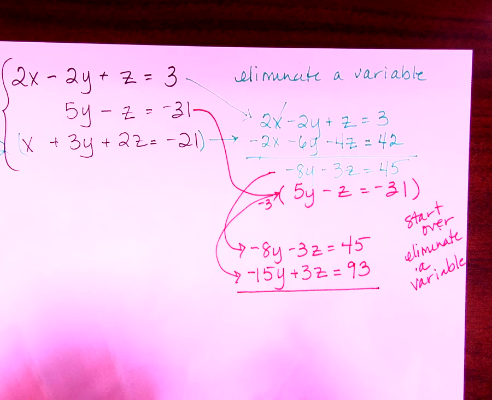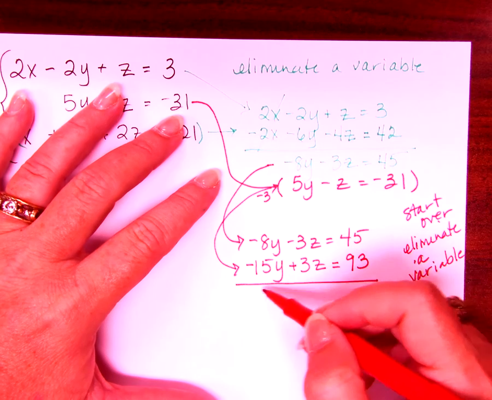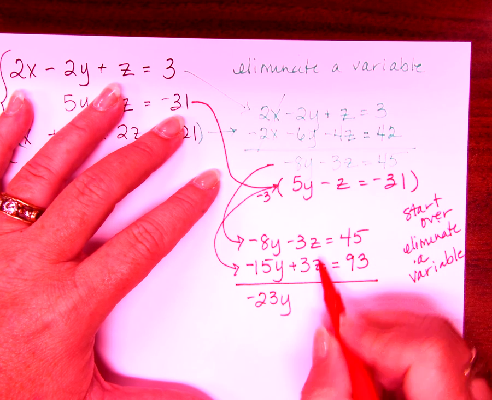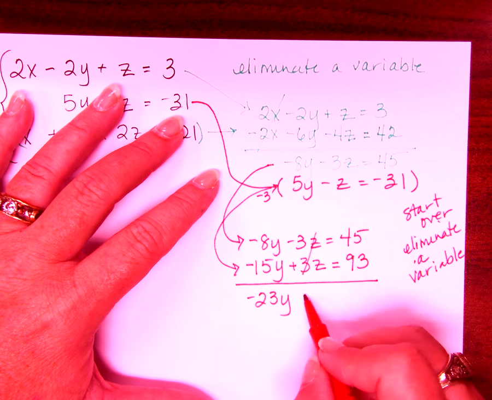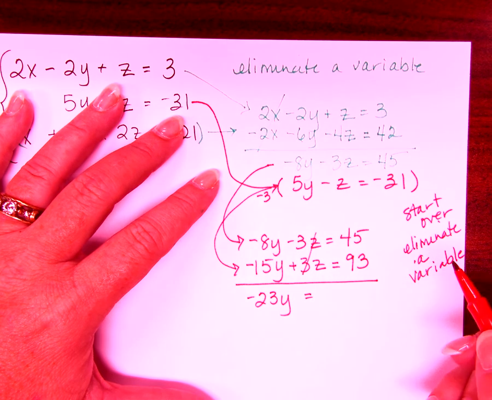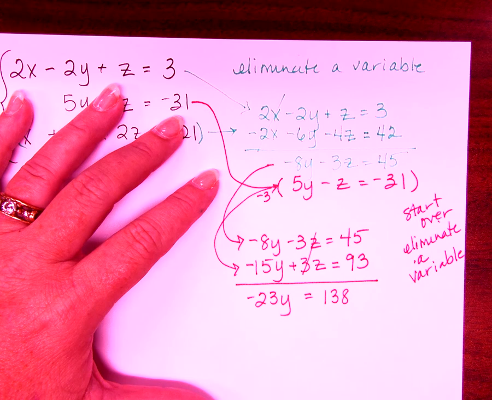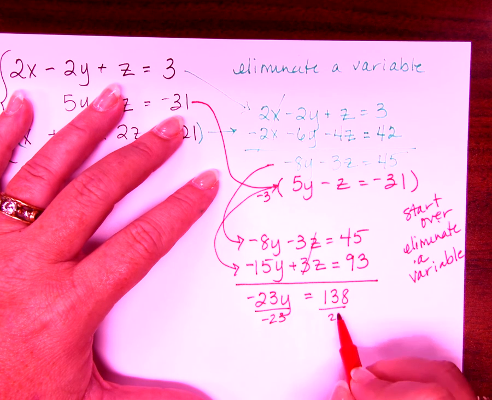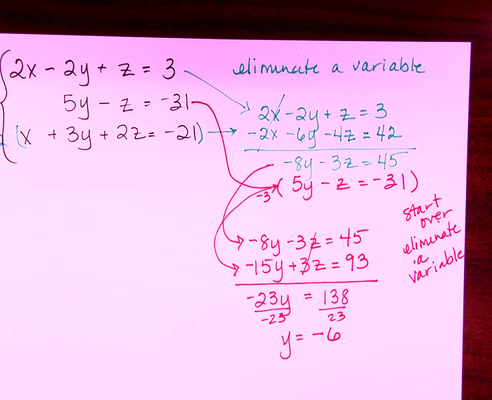Now I combine them. Negative 8y and negative 15y. Negative 23y. Negative 3z and positive 3z. That's 0. 45 and 93. 138. Good. Oh, look. Now I get to solve for y. y equals negative 6.